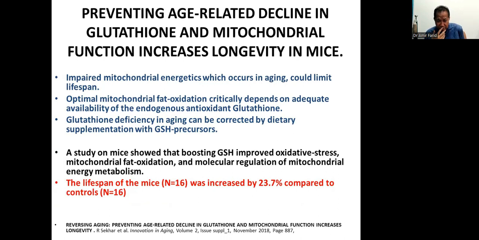So a study on mice showed that boosting glutathione improved oxidative stress, mitochondrial fat oxidation, and molecular regulation of mitochondrial energy metabolism. And the lifespan of mice was increased 23.7% compared to controls. So earlier on, we see a 30% increase in the worms. Here we have 23.7% in mice.